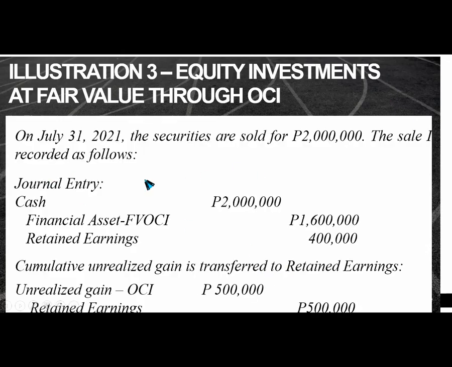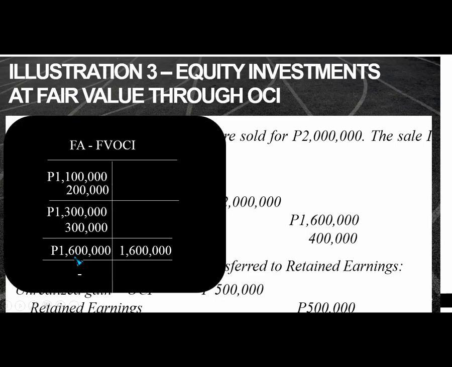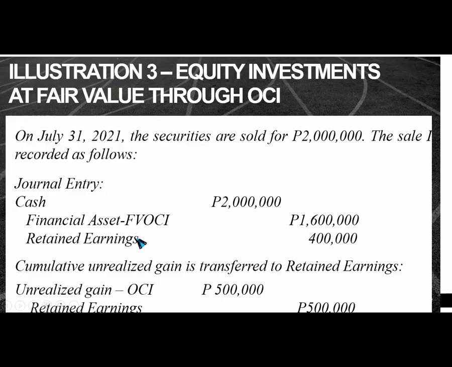Okay, what happened here? So, what if on July 31, 2020, the securities were sold at 2 million, no? Nabenta natin at 2 million. Now, since nabenta natin siya at 2 million, ano bang meron? Meron ba tayong gain or meron tayong loss? So, i-compare natin yung ating carrying amount natin ay 1.6 million, di ba? So, kung ang ating selling price ay 2 million, ibig sabihin meron tayo supposedly ginansya or gain nga 400,000.